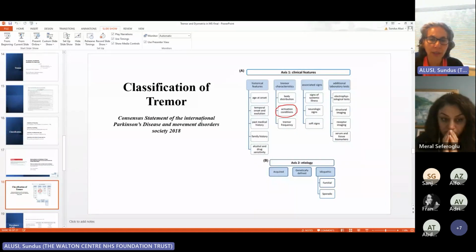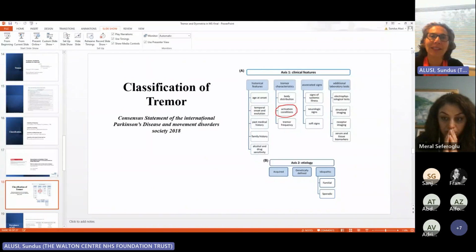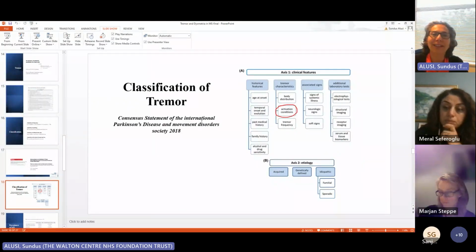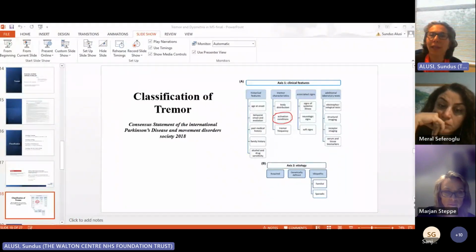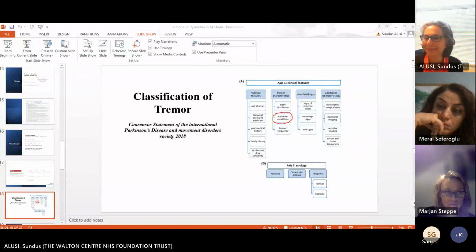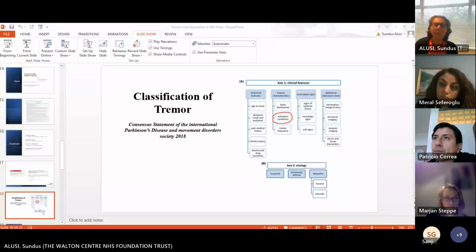So you want to look at whether the tremor is present at rest. Now, at this point, I would like to ask the audience. I know there are 14 or 15 of you. I can't see you unless I make this a little bit smaller. How many people here think that MS can cause rest tremor? Hands up if you've seen multiple sclerosis presenting with a rest component, like a Parkinsonian tremor.